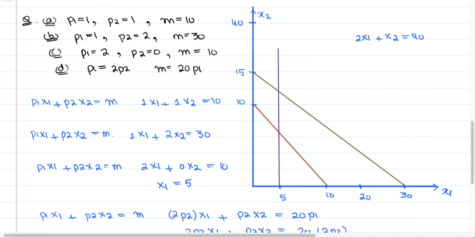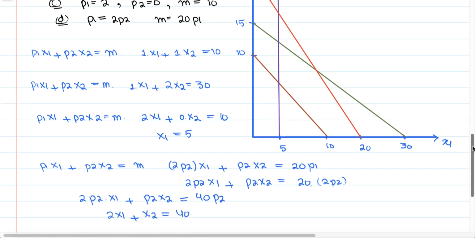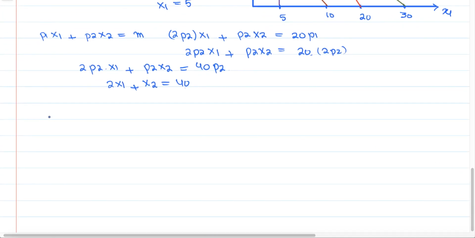So you have something like this. Right, so you can use whichever color you want. So these are the ways you draw these budget lines. Clear? Let us do one more question. Or I would want to give you one theory before I move on.